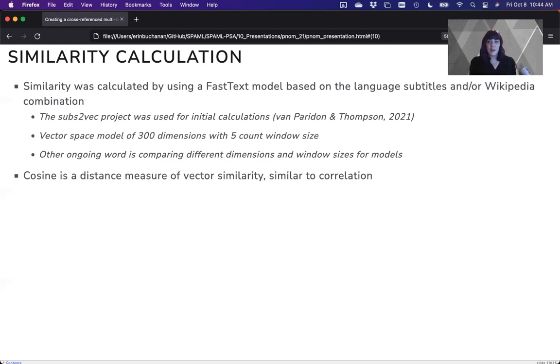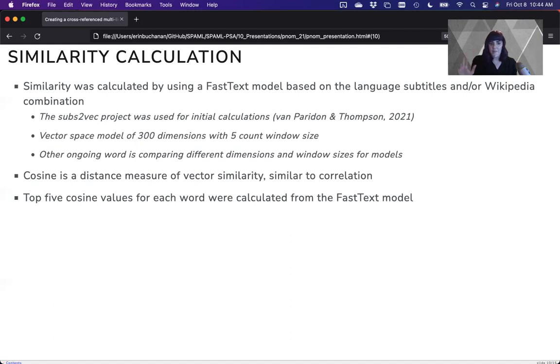Then we took cosine for all of our top 10,000 words and grabbed the top 5 words related to each of those keywords to have a good set to start working with. Now, cosine, if you're not familiar, is a distance measure of similarity, very similar to correlation, that simply says these two word vectors are very similar. Zero means no overlap, one means perfect overlap. And like I said, we grabbed the top five for each one. So we have about 50,000 pairs now to work with that are highly related.